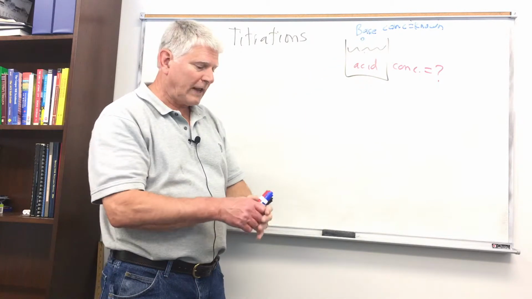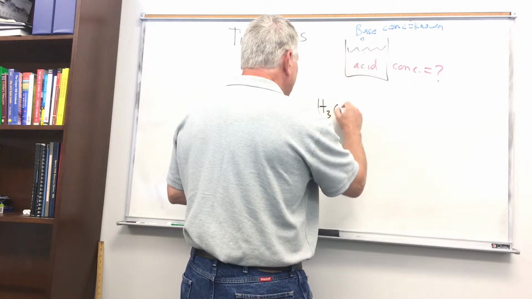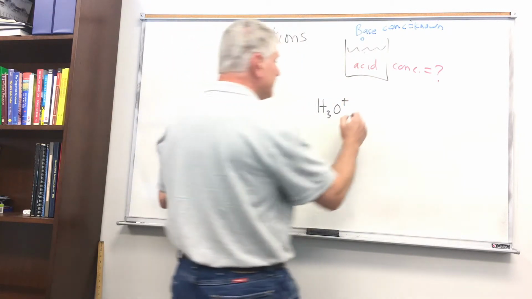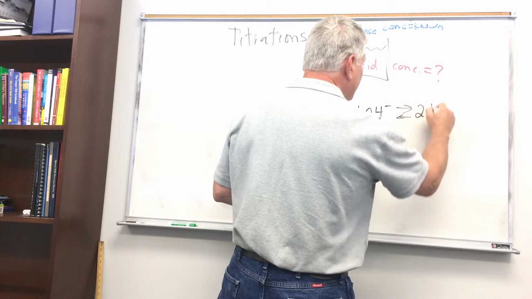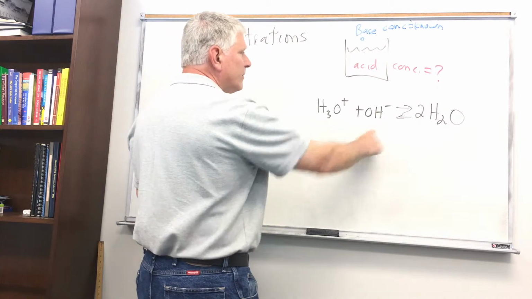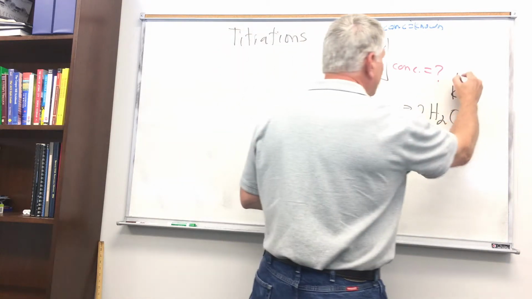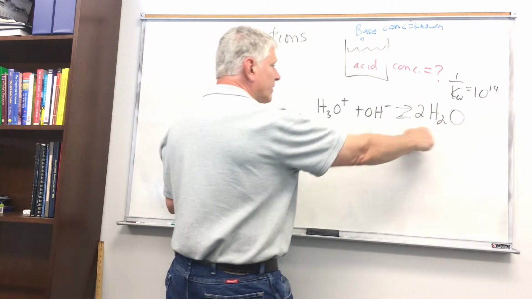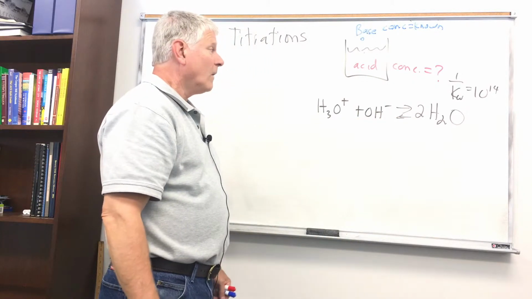So the acid will react with the base. So looking at the chemical reactions, say we have a strong acid in our solution, and strong acid will produce H3O+ in solution. Say we react that with strong base, then we will just have the autoionization of water reaction, and this equilibrium constant is 1 over Kw, which is 10 to the 14th. So this equilibrium constant is huge. So basically, this reaction can be considered going all the way to water.